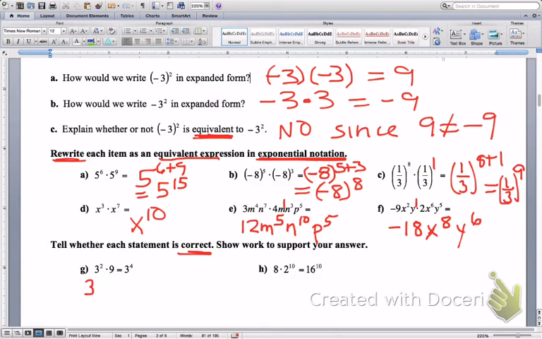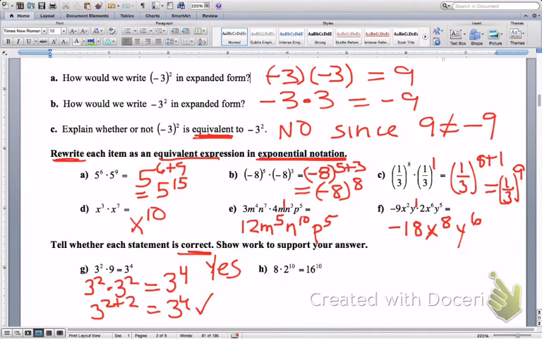So I'm going to leave this as 3 squared. 9 is the same thing as 3 squared as well. Now the question is, does that equal 3 to the power of 4? While using the rule, 2 plus 2 is equal to 4. So the answer would be yes. So I've shown that the left side is equal to the right side. Let's go to the next one.